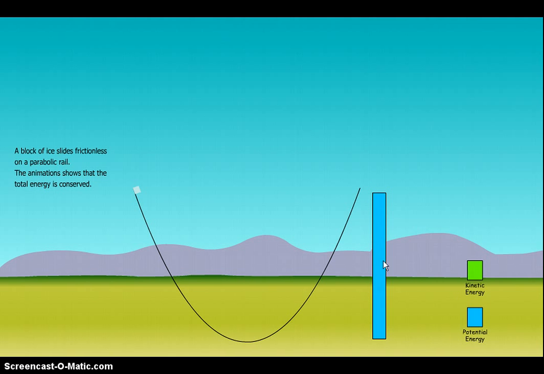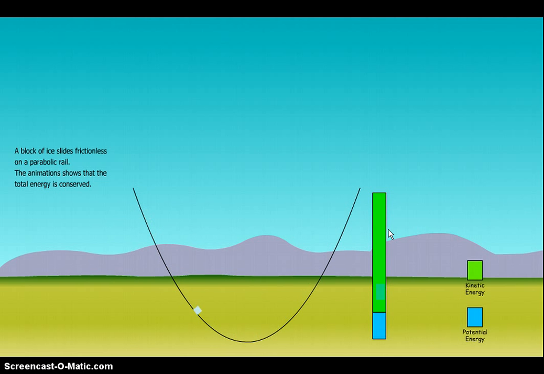So this bar is going to show us how energy is conserved. As you see, when the ice is moving, most of the energy is in the form of kinetic energy. When it gets to the top and stops moving and reverses direction, most of the energy then is potential energy. So this is a good demonstration of how the law of conservation of energy is at work.